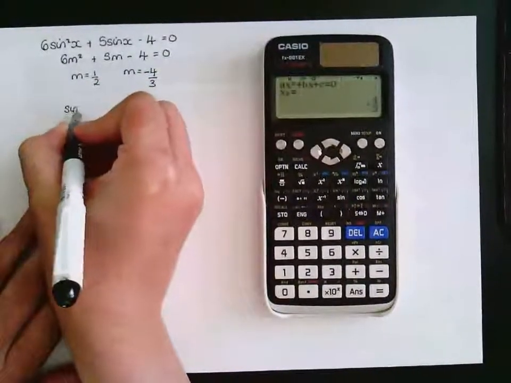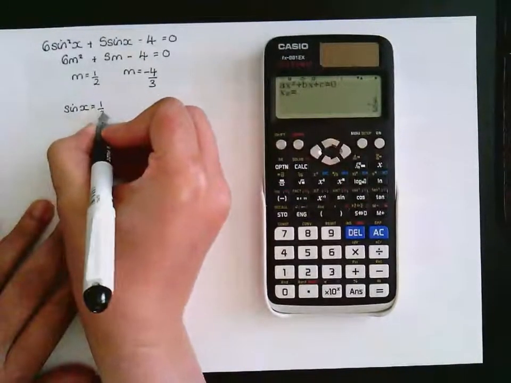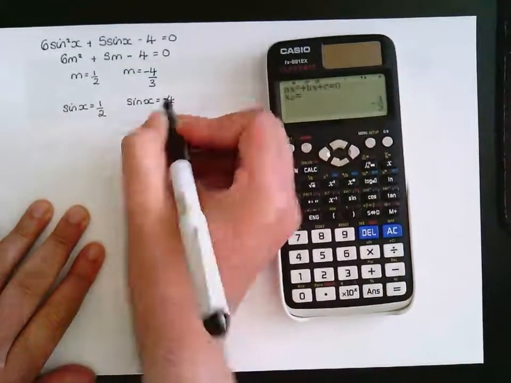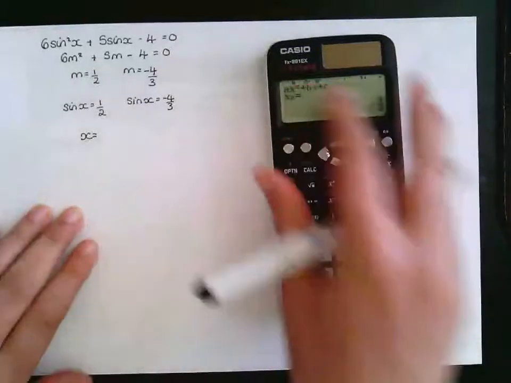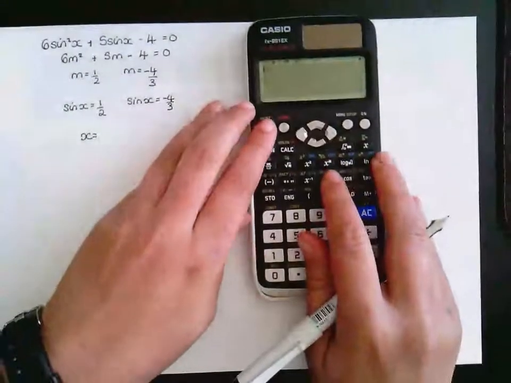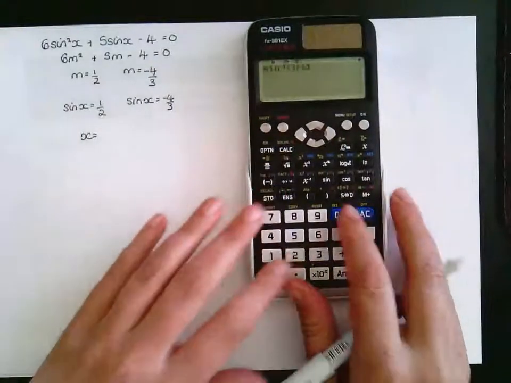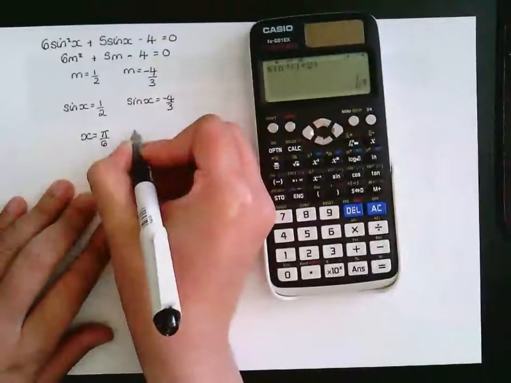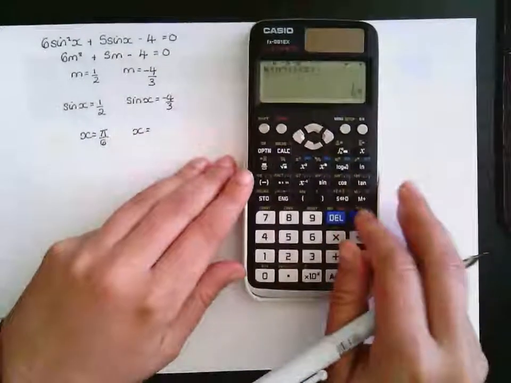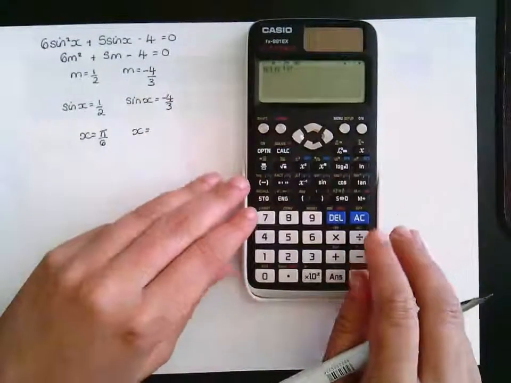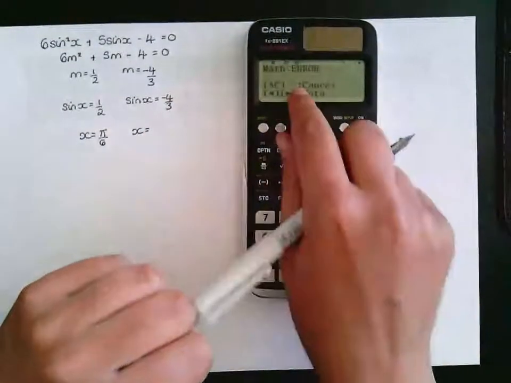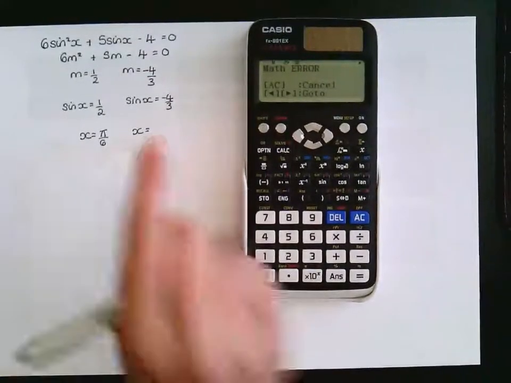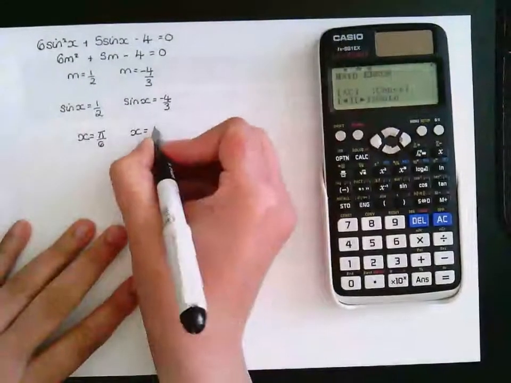So I'm just now going to change my m's back to sine. Okay, I am still in radian mode. So the inverse sine of a half is pi over 6. 30 degrees, pi over 6. Now this one, some people might have already noticed what's going to happen here. But if you haven't, it will say math error. What you do not do is write in math error. Okay? I'm going to start off by writing no solution.